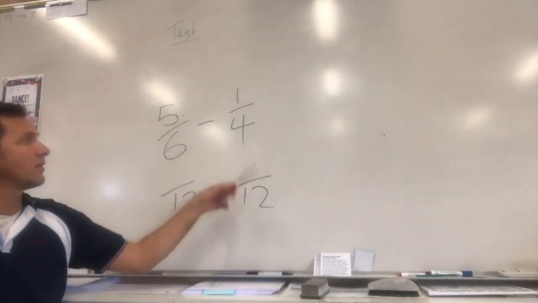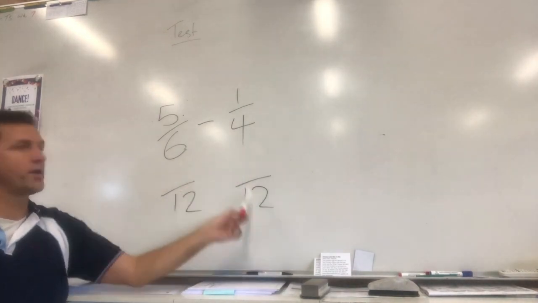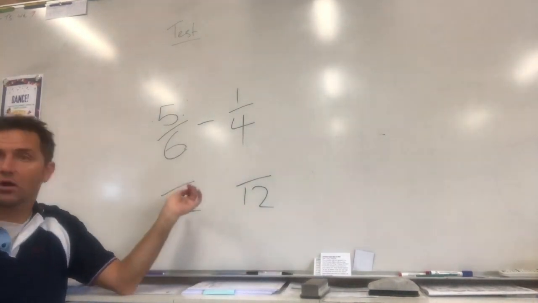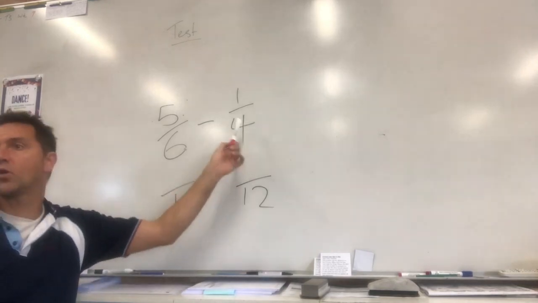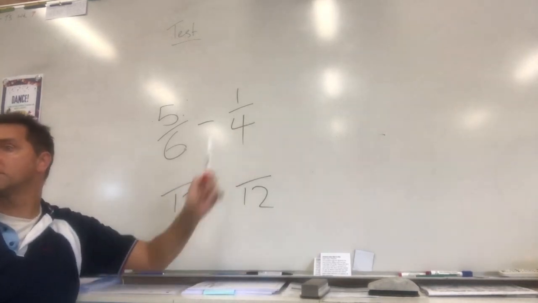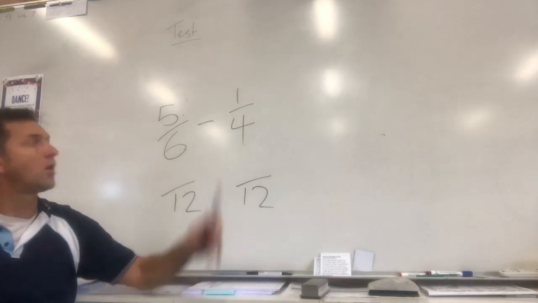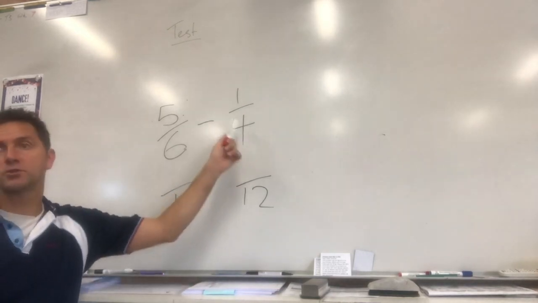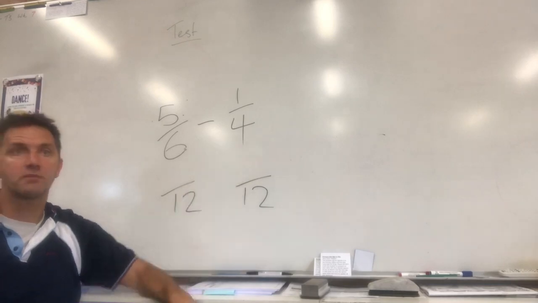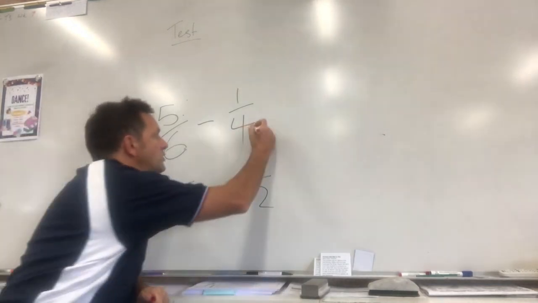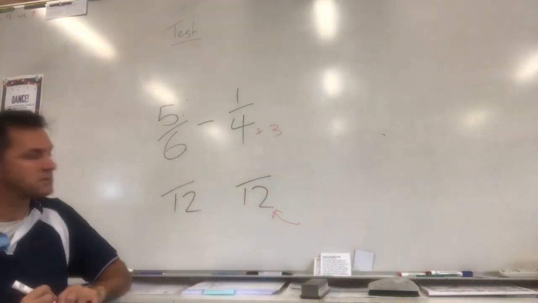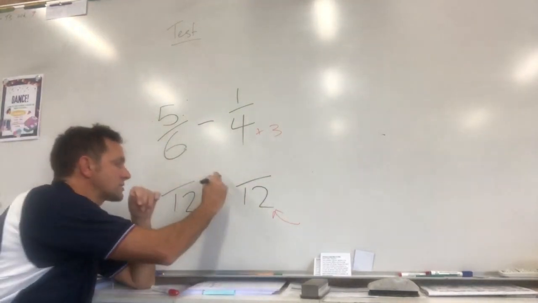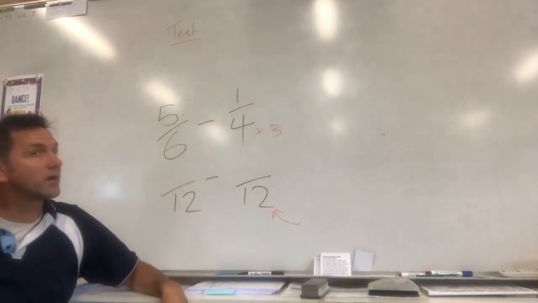So look, we've turned the 4 into 12, we've turned the 6 into 12, right? But what did we do to the 4 to turn it into 12? We times it by... 3. 4 times 3 equals 12. Hooray, we did it. But with fractions, whatever you do to the bottom, you've got to do to the top.